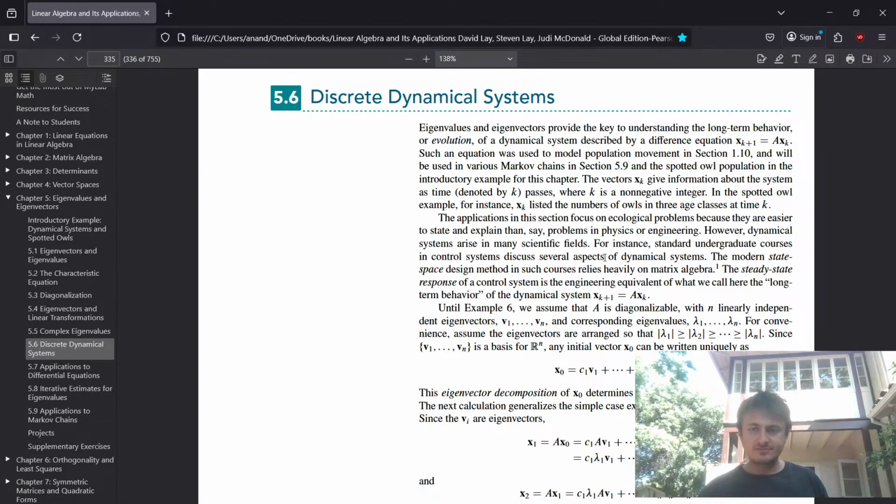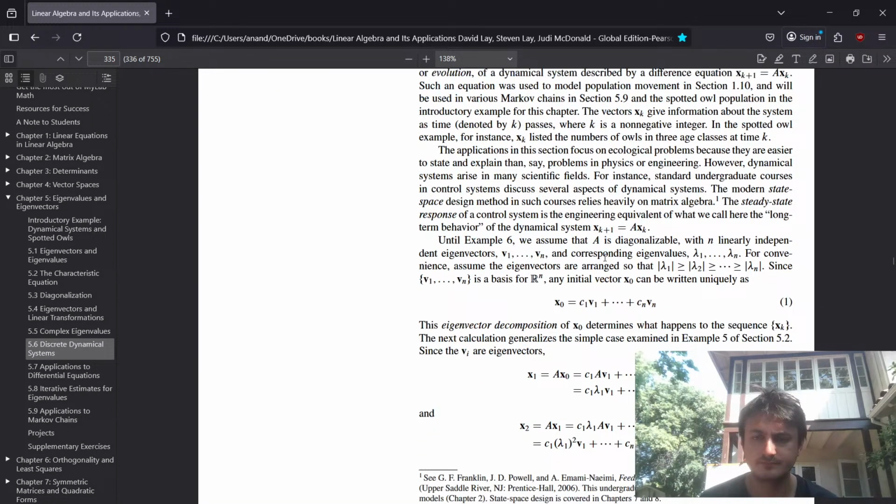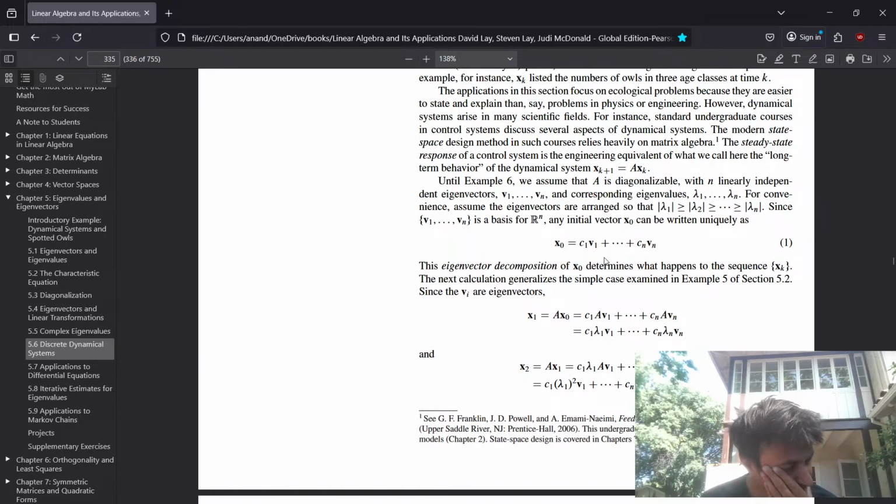However, dynamical systems arise in many scientific fields. For instance, standard undergraduate classes in control systems discuss several aspects of dynamical systems. The modern state space design method in such courses relies heavily on matrix algebra. The steady state response of a control system is the engineering equivalent of what we're calling the long-term behavior of the dynamical system. Okay, it doesn't really mean much to me.